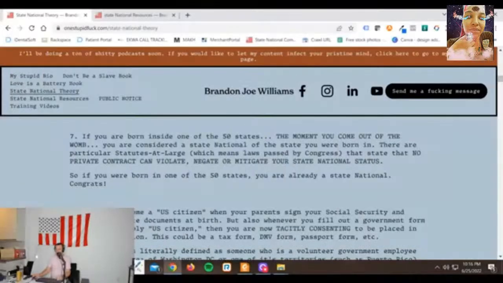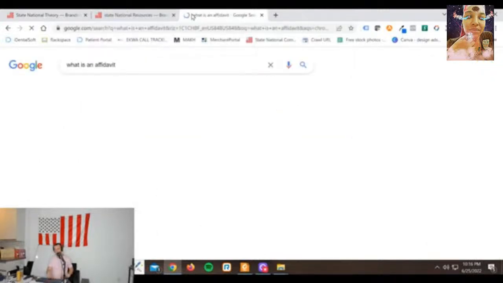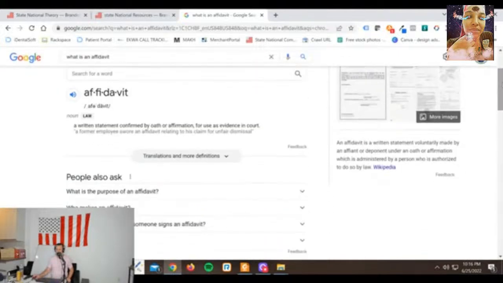Citizenship naturalization. It's literally called an explanatory statement. You attach it to the back of the passport. It's an affidavit, so we can clear up that word real quick. So what is an affidavit? It's a written statement confirmed by oath or affirmation for use as evidence in court.